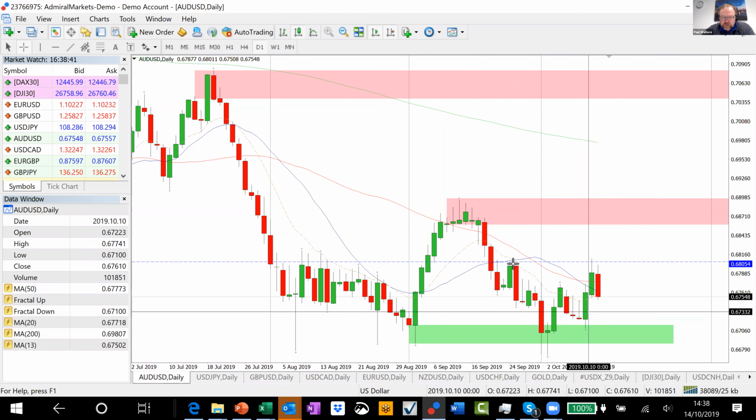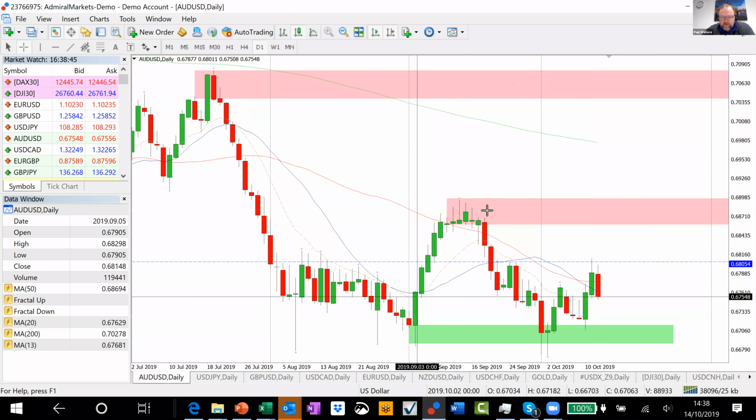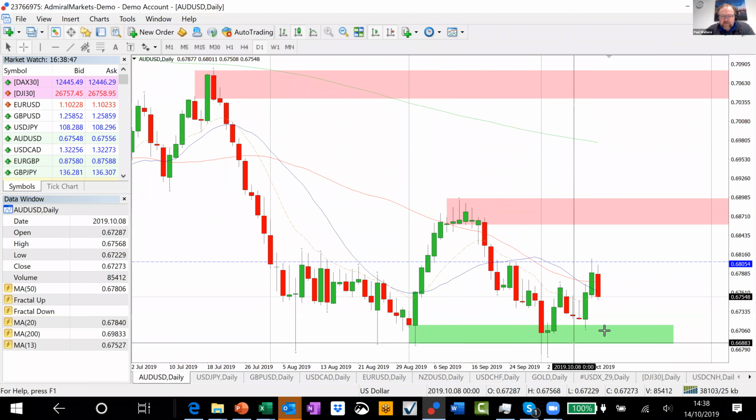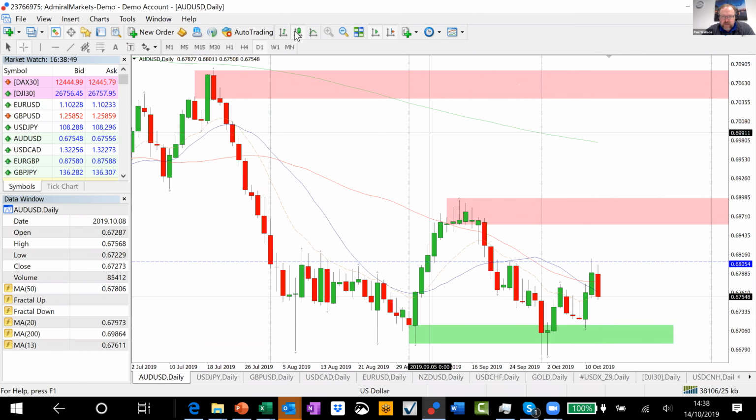So hopefully you can see that that's very quickly how you can identify and draw on those zones and then be ready for them when price returns there in the future.